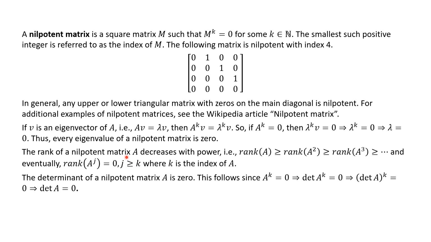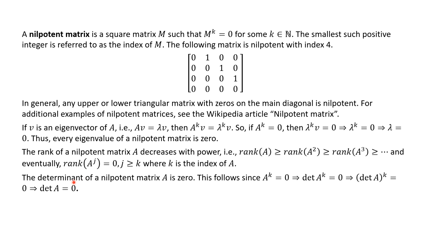The rank of a nilpotent matrix A decreases as you raise it to higher powers. So the rank of A is greater than or equal to the rank of A squared, and so on, until you get to the rank of A^j, which equals 0 for all j greater than or equal to the index. So the column space and the row space become smaller and smaller for a nilpotent matrix as you raise it to higher powers.